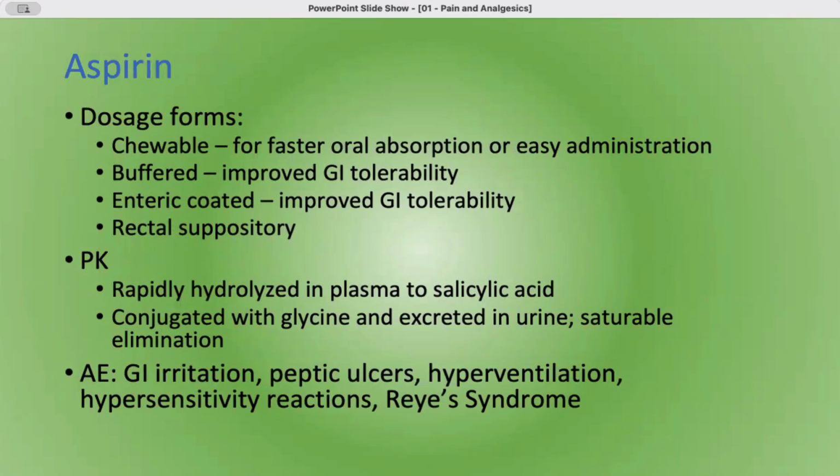This is fairly straightforward kinetics. The only thing with aspirin that makes it more complex in its use is that its dynamic effects are much longer than you would expect based on its kinetics because of its irreversible activity on the COX enzyme.